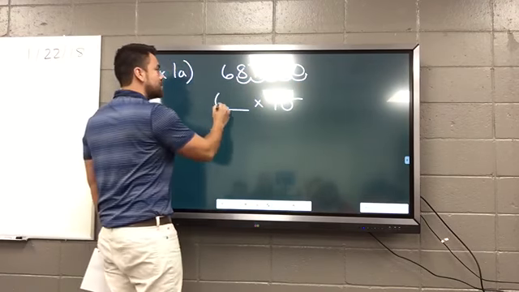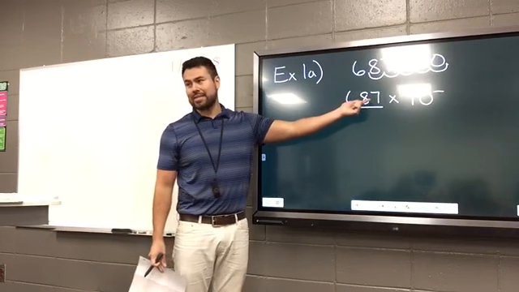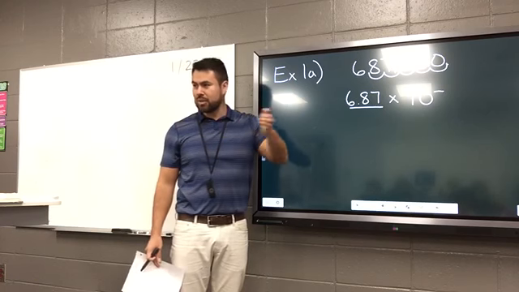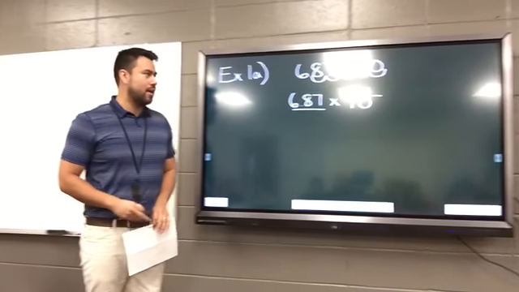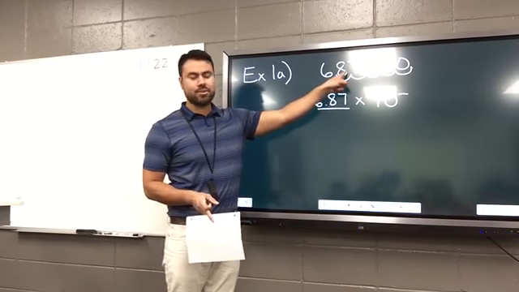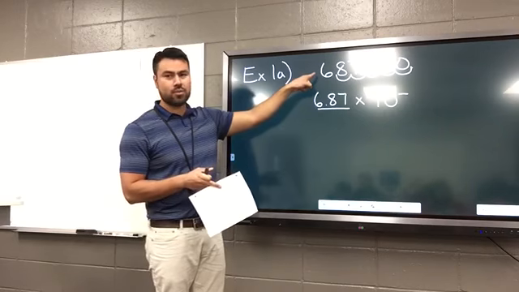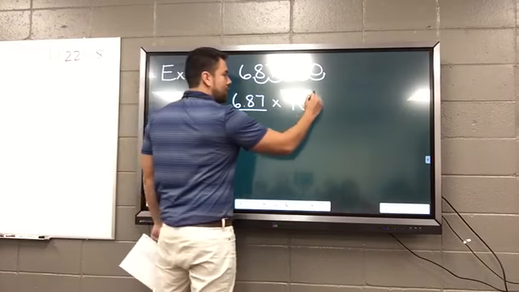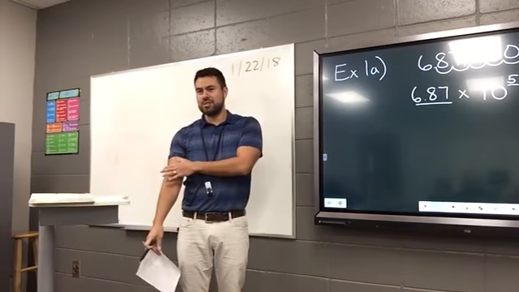Okay, that becomes 6.87. Is 6.87 in between 1 and 10? Yes. Is there any other place I could have moved that decimal point where that number would be between 1 and 10? No. You could have moved it here, but 68 is not in between 1 and 10. You could have moved it here, but 0.687 is not in between 1 and 10. The only place it goes is right there. How many times did I move it? 5 times. You're done. Scientific notation is complete.